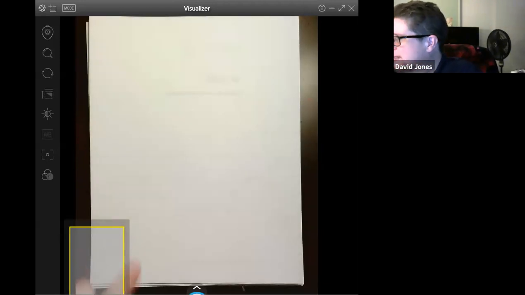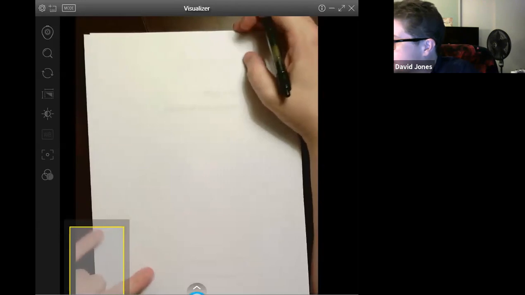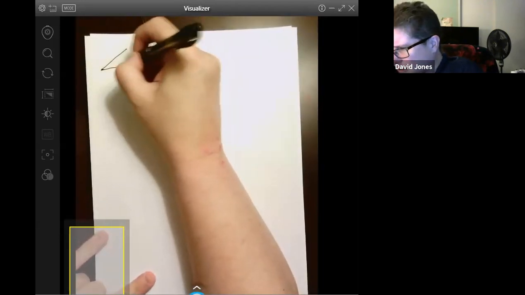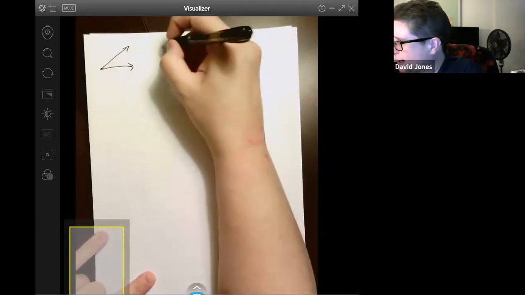So there's 4 ways of looking at it. So I'm going to draw 4 angle setups.